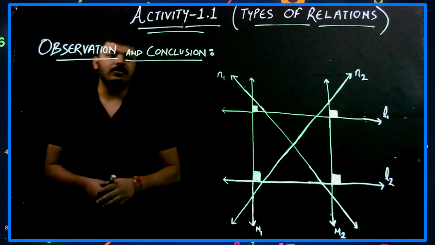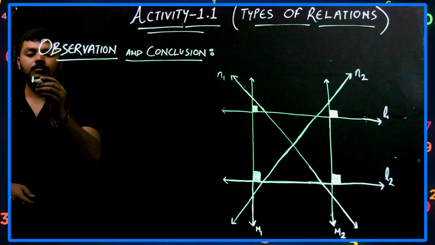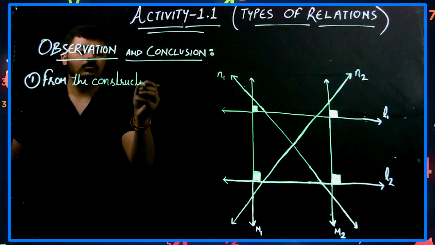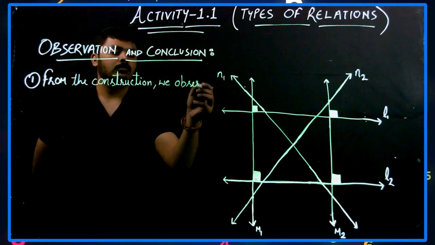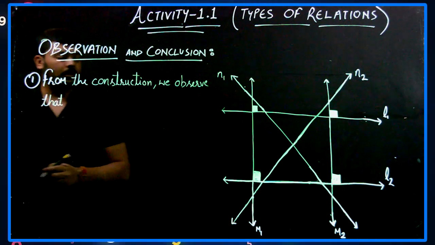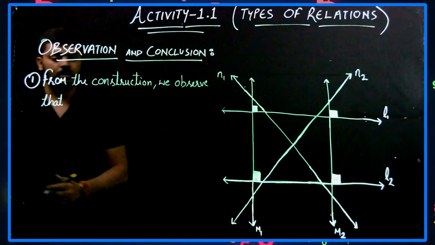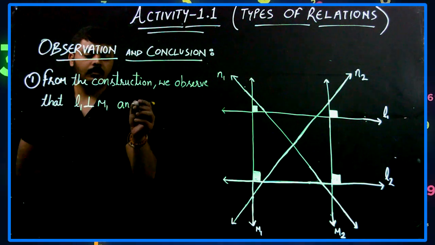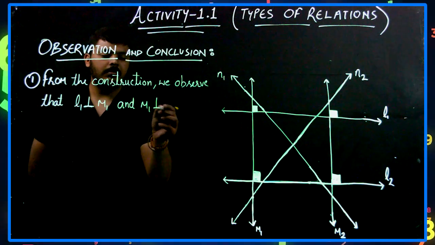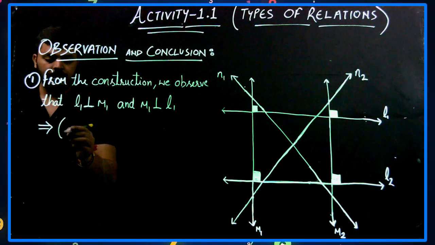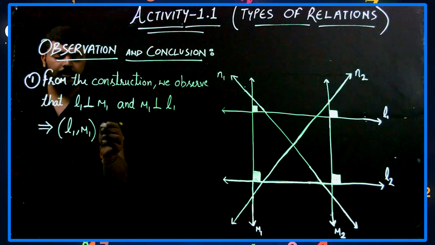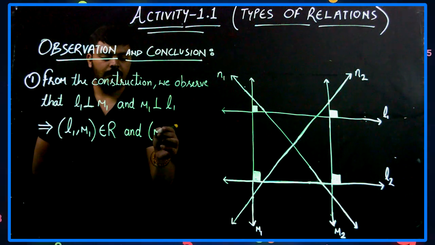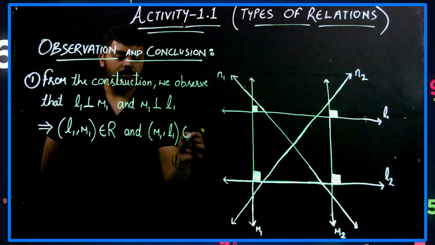So students, now let's see the observation and conclusion for the given activity. First, from the construction, we observe that the line L1 is perpendicular to the line M1, and M1 is perpendicular to L1. Therefore, we can write (L1, M1) belongs to R and (M1, L1) belongs to R.